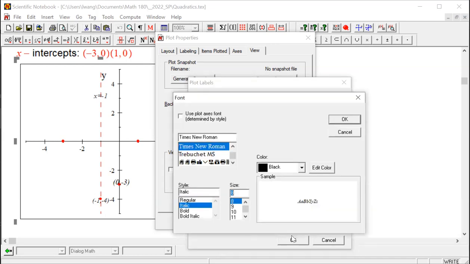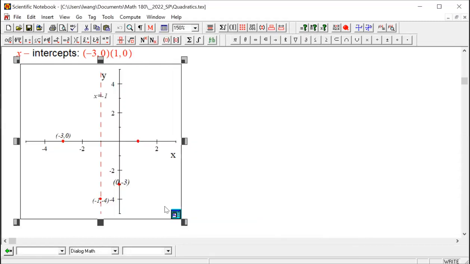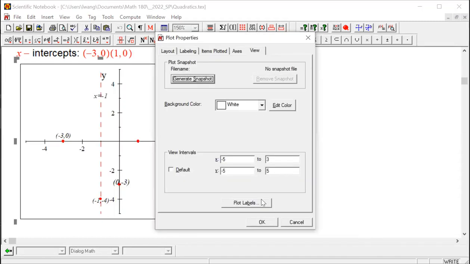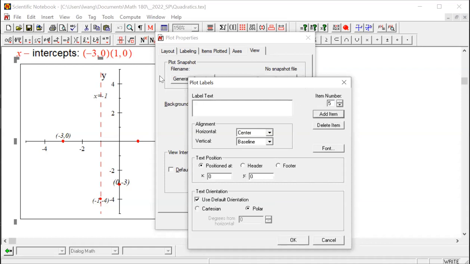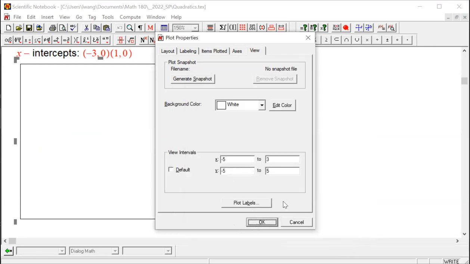Marking these points. Right, that's 1 point, right? And the other point is 1, 0. So here's 1, 0. And we're going to mark these 2 points on our picture.